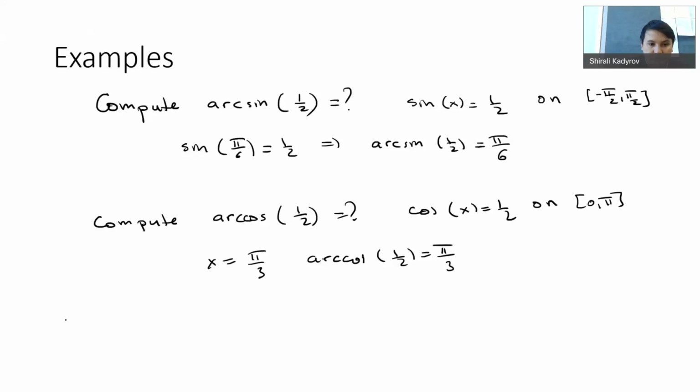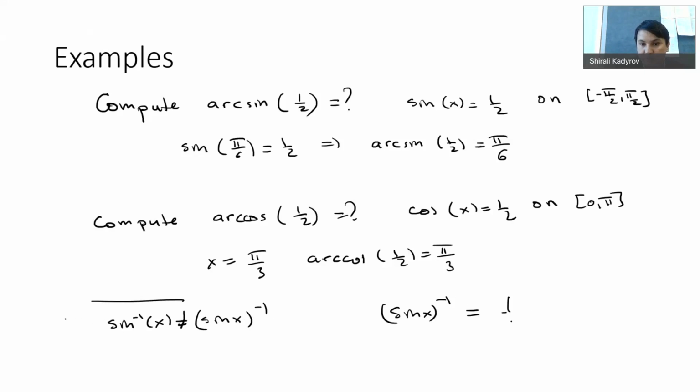One caution is the following. Do not get confused. Sine inverse of x is not the same as sine x inverse. They are not the same, because sine x to the power minus 1 is a power, so it means 1 over sine of x. That's a different thing. This is cosecant of x, if I remember right. But sine inverse of x is arc sine. They are two different things, so just be careful with the notation.